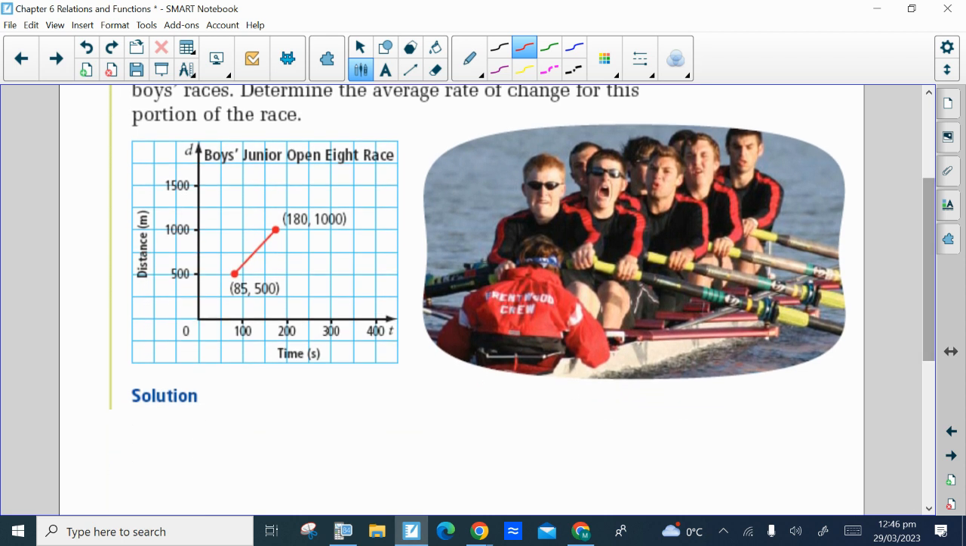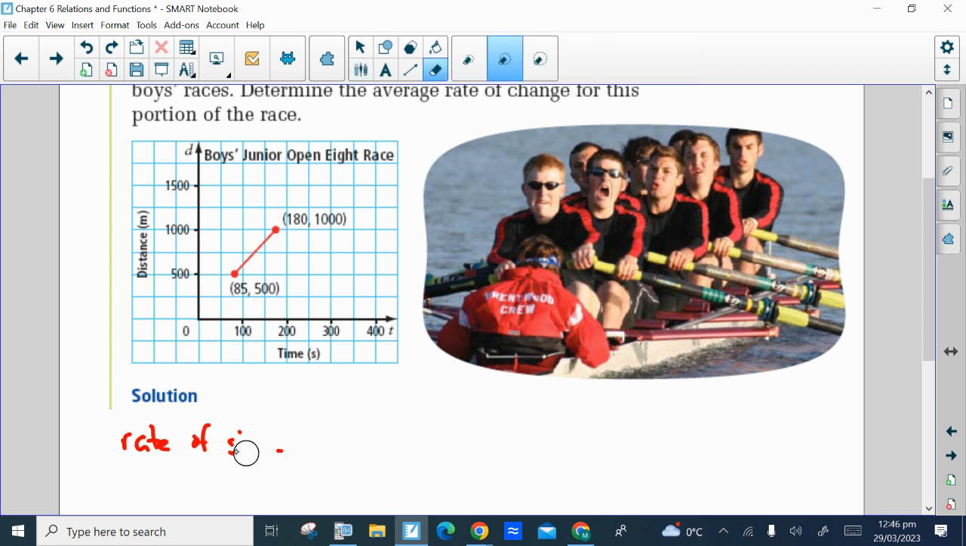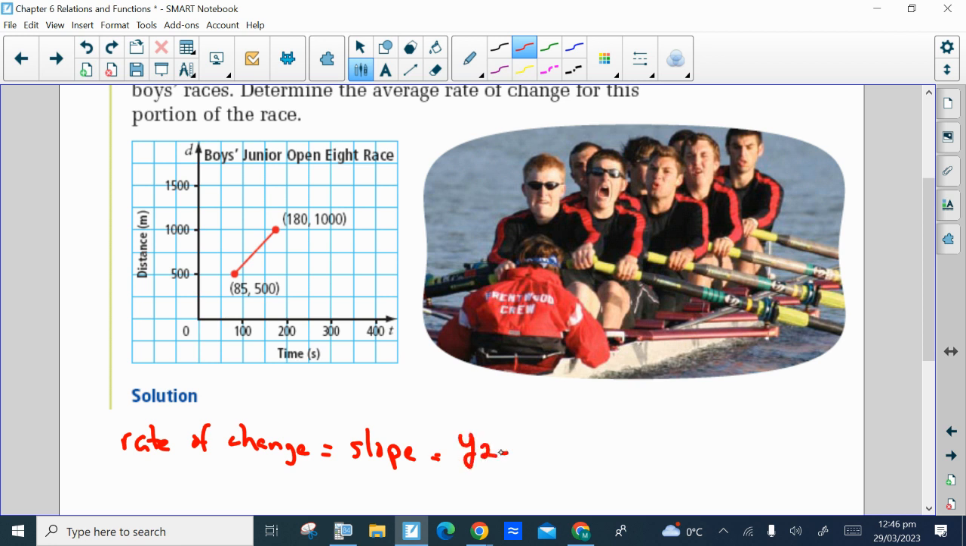So the rate of change is actually the slope. That's what slope tells us. One of the things it tells us. It tells us the rate of change. That's one of the applications of slope. And we can find the slope of that line by using the slope formula. Y2 minus y1 over x2 minus x1.